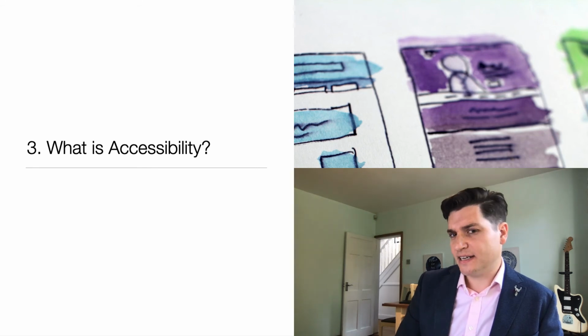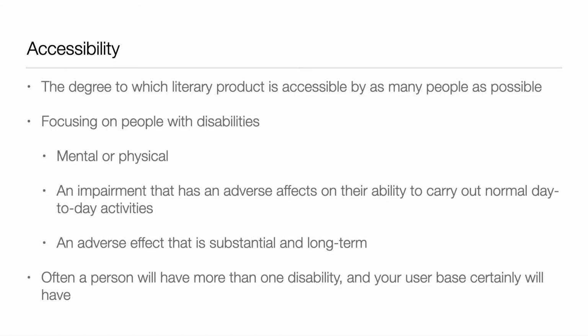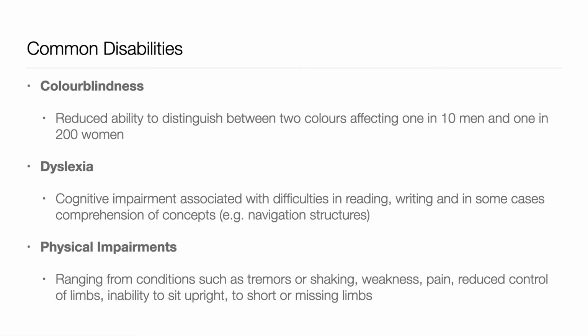What is accessibility? I mentioned this earlier before. Accessibility is the degree to which a product is accessible by as many people as possible. So you're focusing on the people with disabilities. These can be mental or they can be physical. We're going to talk about this later on in the series, so don't get too worried about the technicalities, but it really is thinking about somebody with a disability, how can we design for them? Common disabilities that you'll come across are colourblindness, dyslexia, and physical impairments such as an amputation.